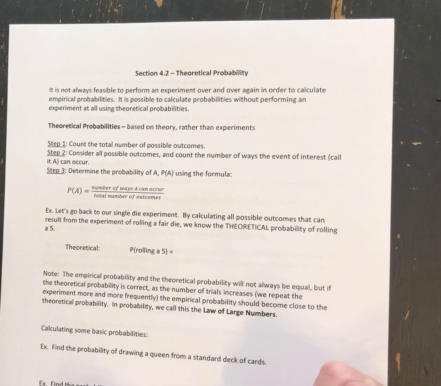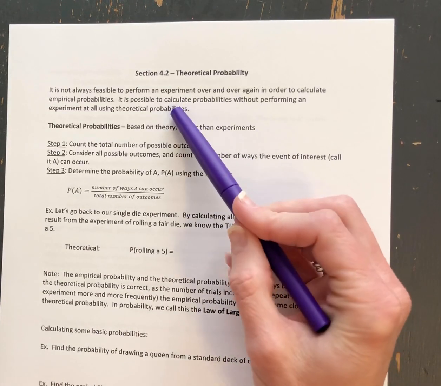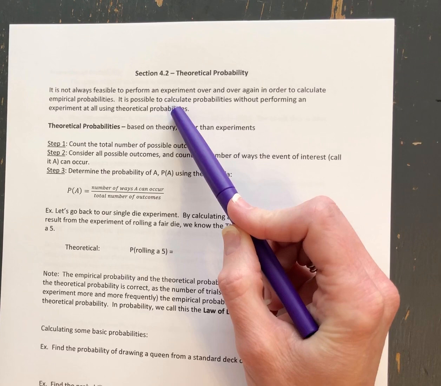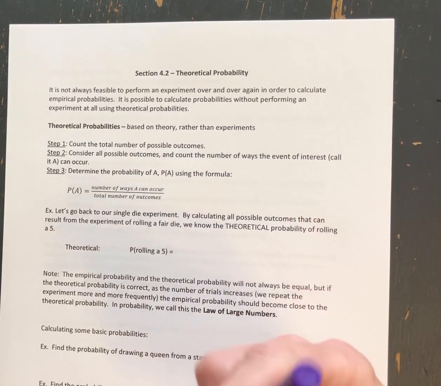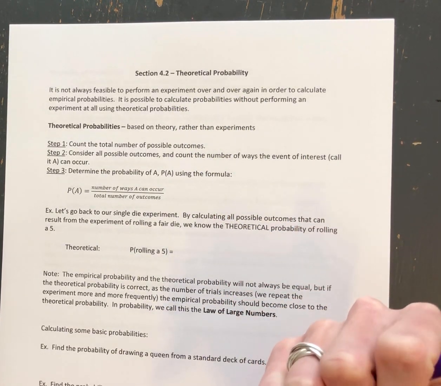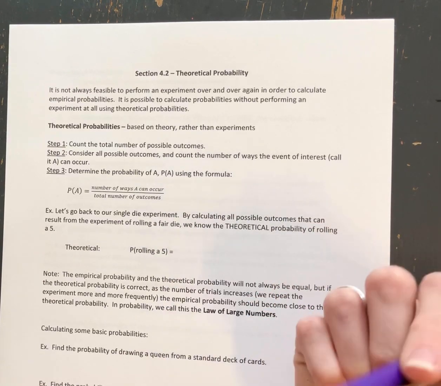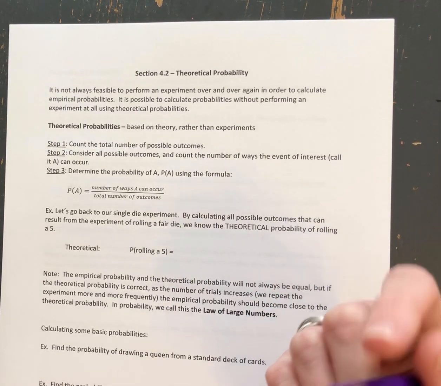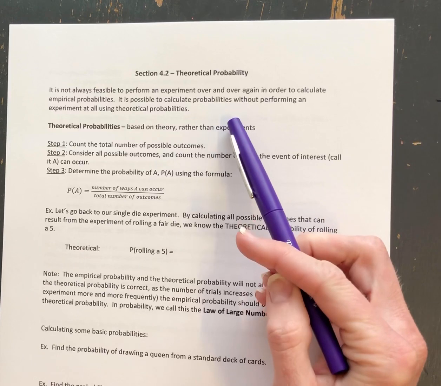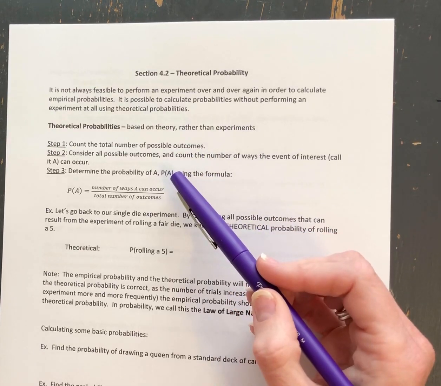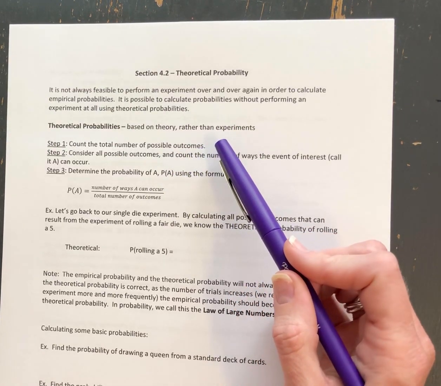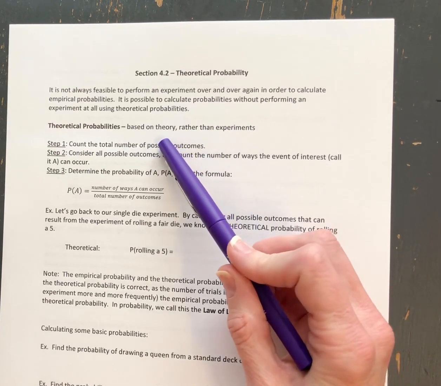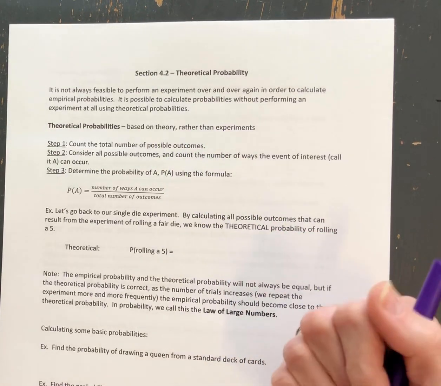In this section, we're going to be looking at theoretical probability, and we already talked about empirical probability, which was where we used an experiment and repeated an experiment over and over to try and find a probability of an event. What we're going to do now is move on to theoretical probabilities, which is where we're basing our probability calculations on theory rather than experiments.